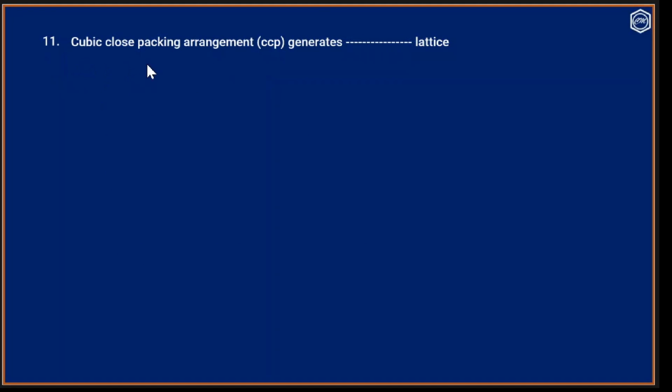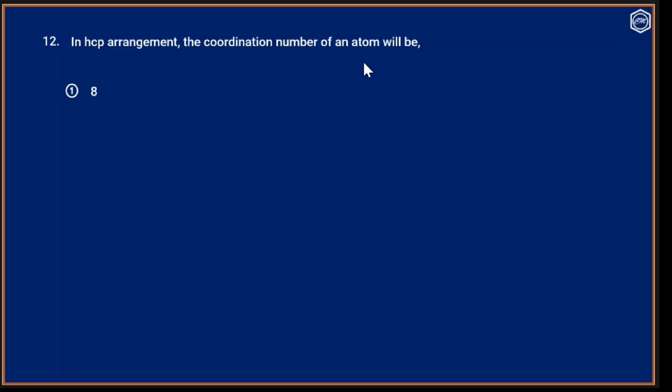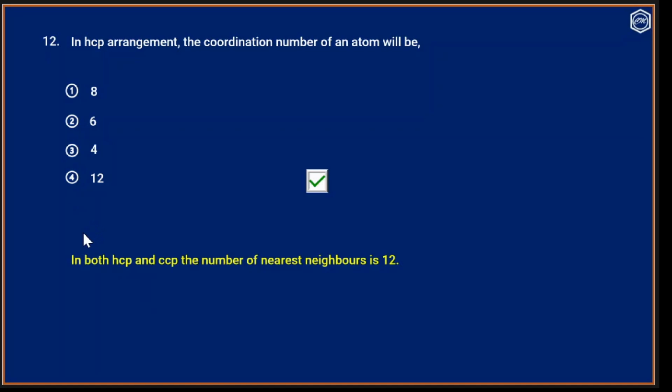Question 11. The cubic close packing arrangement generates a dash lattice: simple cubic lattice, body-centered cubic lattice, face-centered cubic lattice, and hexagonal lattice. So CCP is the same as cubic close packed lattice. So option 3 is correct. In HCP arrangement, the coordination number of an atom will be 8, 6, 4, or 12. And we have seen that in both HCP and CCP, the coordination number is 12.